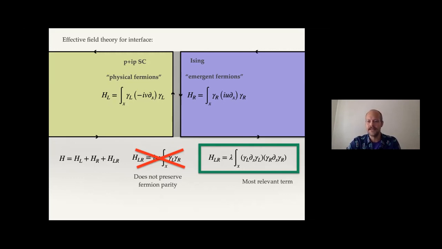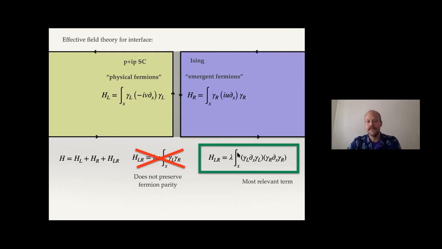In CFT language, this is called T T-bar. T is the chiral kinetic energy, T-bar is the anti-chiral counterpart, and this is just the product of the two. You can think about this term as exchanging energy between these two counter-propagating Majorana modes. You can also think about it physically as taking a pair of, say, physical fermions and tunneling it into the Ising topological order, or a pair of emergent Majorana fermions and tunneling it into the p+ip superconductor.